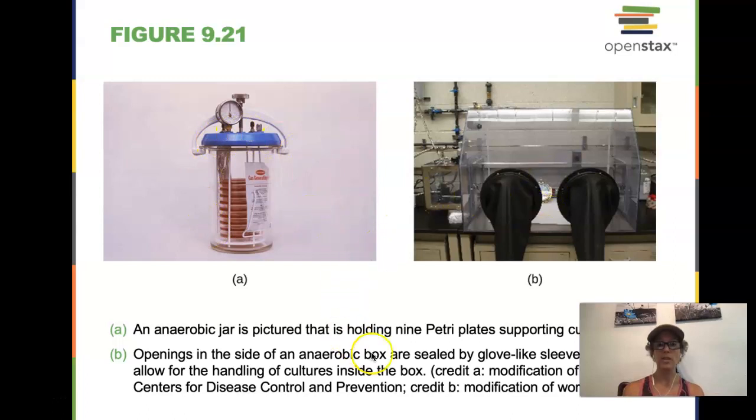On the right is an anaerobic box. This entire chamber is lacking oxygen. It's not a vacuum. It just does not have any oxygen. So researchers working with obligate anaerobes can keep their cultures within this box so that they are never ever exposed to any oxygen.